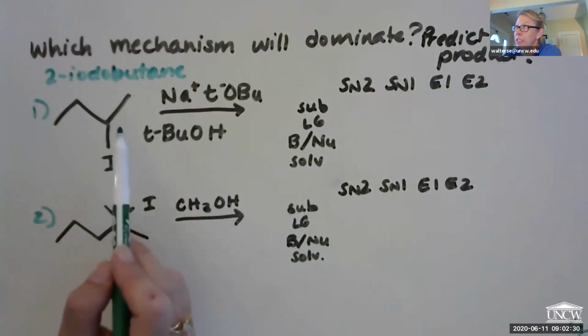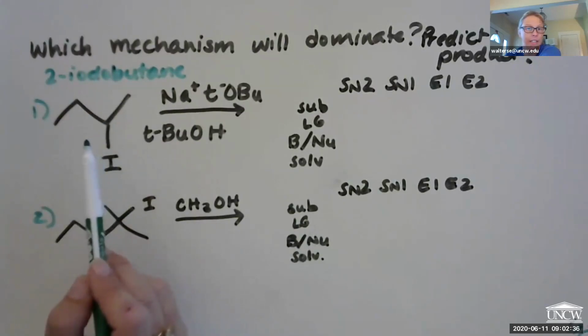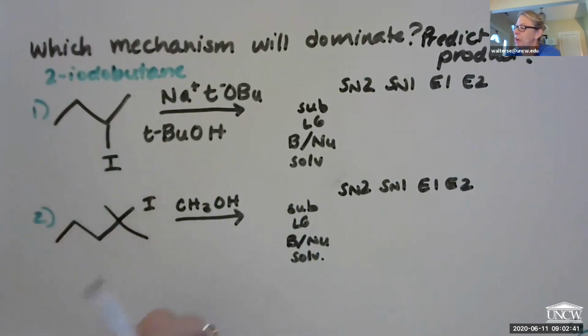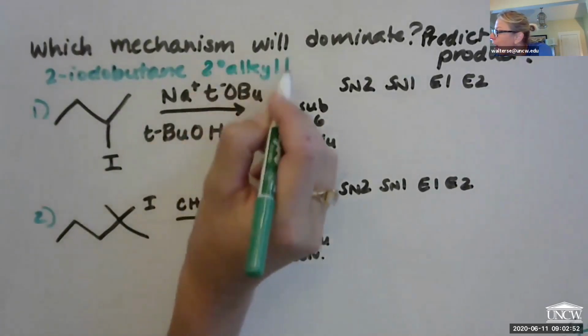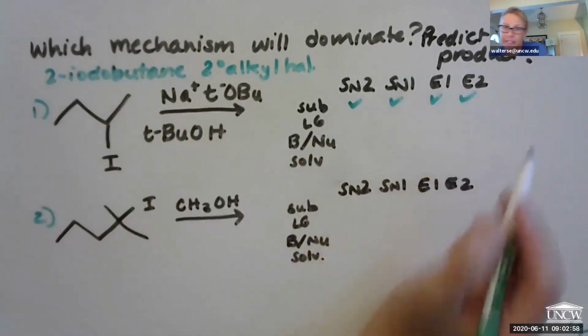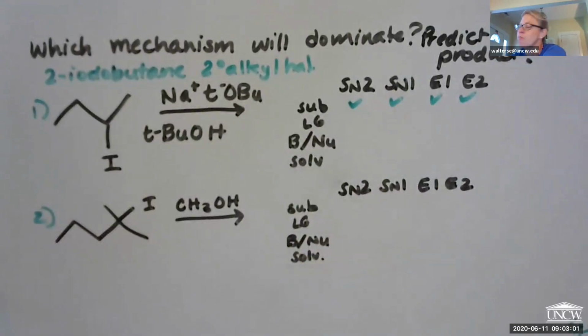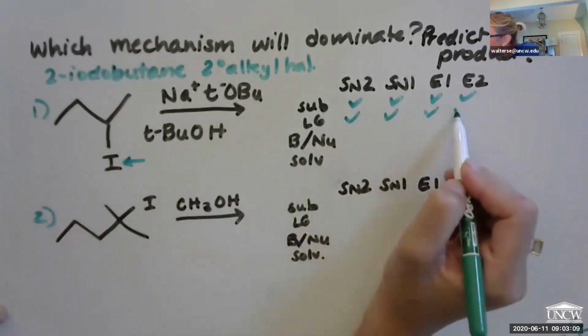because it involves a lot of Newman projections and making sure that you have groups in the right spot with respect to size. And so it becomes a little bit more complicated than just predicting products. So 2-iodobutane, which is, again, like I said, a secondary alkyl halide, which means all of the reactions are possible, right? The iodide is an excellent leaving group. So the reactions are all possible.